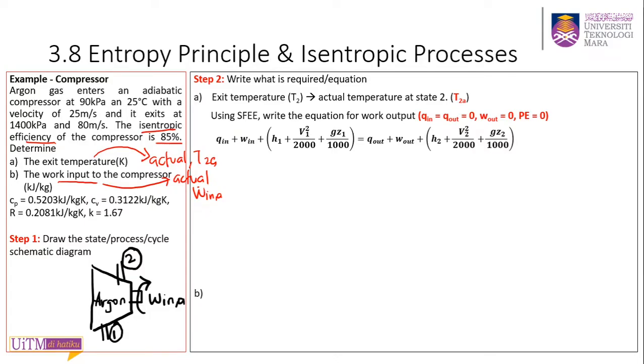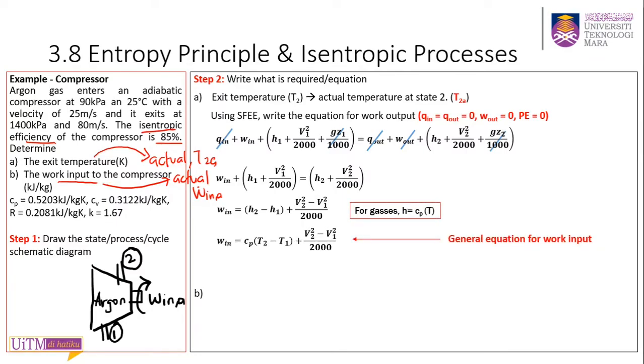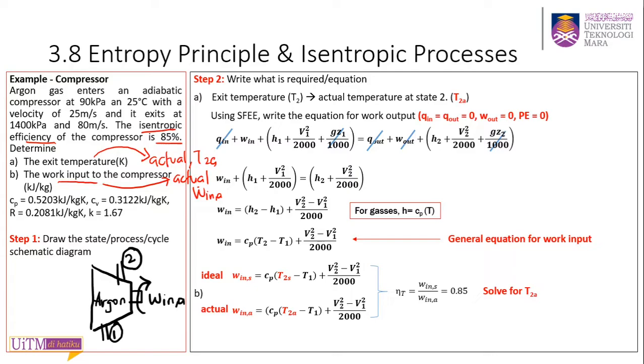Start with writing the general equation and then cancel the terms based on the conditions. Rewrite what is left and then rearrange to find for work input. Remember that this is a gas, so h is replaced with CpT, and we can get the general equation to find for work input. This equation must be rewritten to take into consideration the ideal and actual conditions. And using both of these equations and relating it with the isentropic efficiency, we can solve for the actual exit temperature T2A.